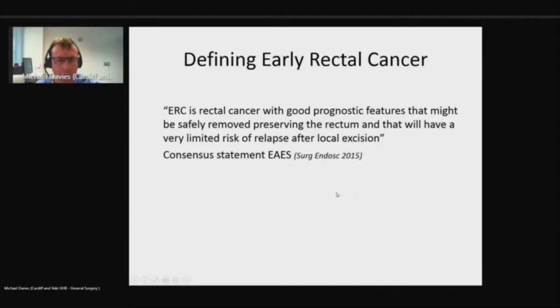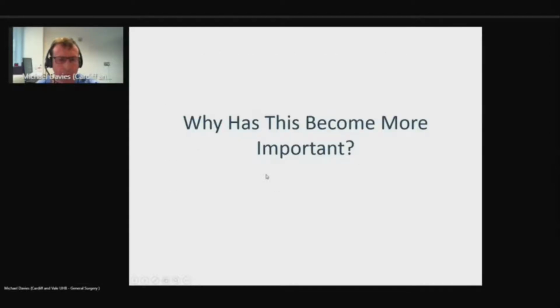It's fair to say that early rectal cancer's boundaries are slowly expanding, and this consensus statement from 2015 suggests that we should be thinking about early lesions and organ preservation, moving away from just the very, very early stage tumours. There may be ways that we can do that, which I'll allude to later in the presentation.